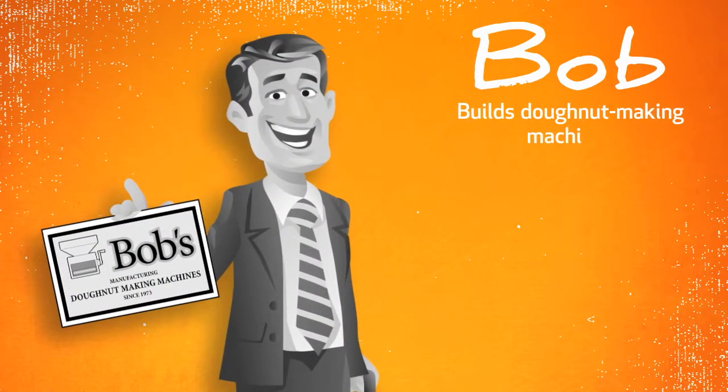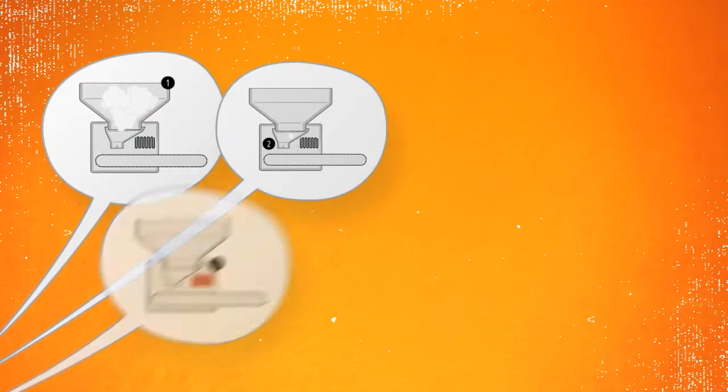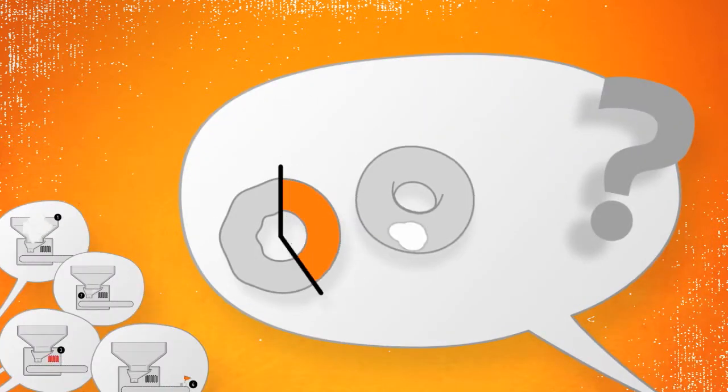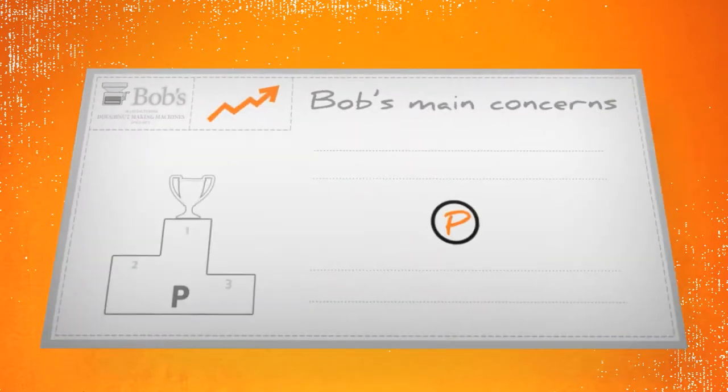This is Bob. Bob builds donut-making machines. This is Sally. Sally owns a donut shop. Bob gives Sally a detailed description of his innovative machines. "Okay," says Sally, "but will they make my donuts rounder, tastier, and less costly?" Sally wants to know what Bob's machine will do for her.